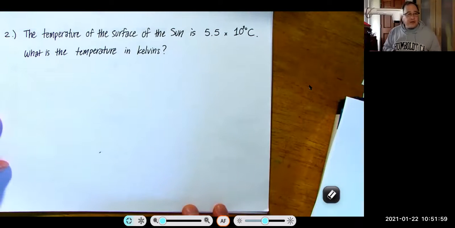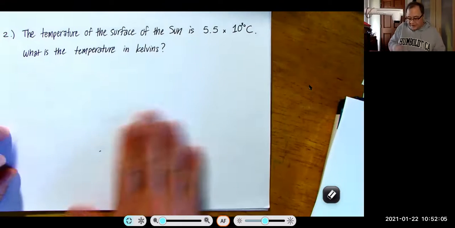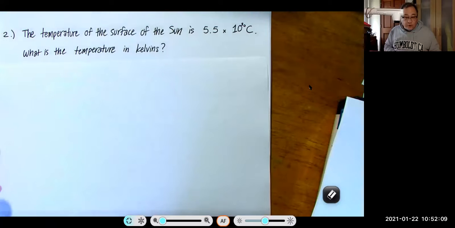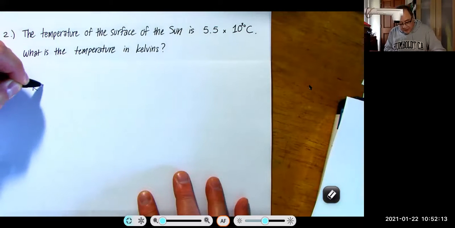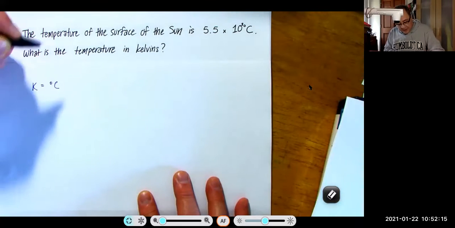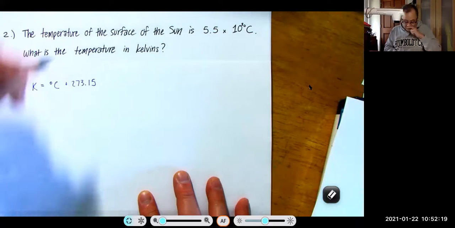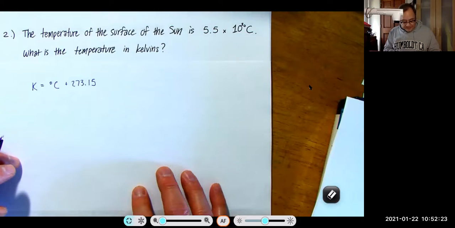The temperature of the sun is 5.5 times 10 to the third degrees Celsius. What is this temperature in Kelvin? So you need to memorize this formula. If you want Kelvin, you take the degrees Celsius temperature and you add 273.15. Now the book actually has the following.